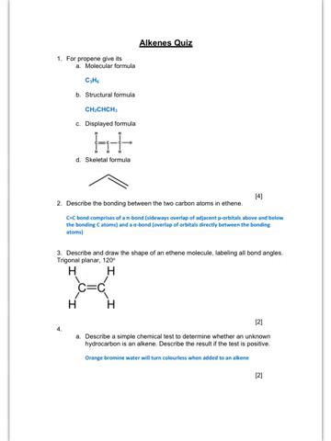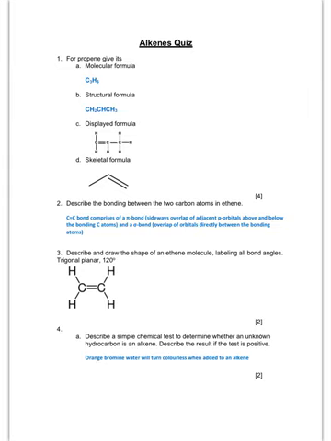So first of all, we'll go through the quiz. So again, this is just to test your knowledge and a little bit of application as well. So we've got propene, and we're just doing some general formulae there, the molecular, structural, displayed and skeletal. Bonding between the two carbon atoms, this is one you need to really know, that it is a pi bond and a sigma bond, and you need to know what a pi bond and sigma bond is.